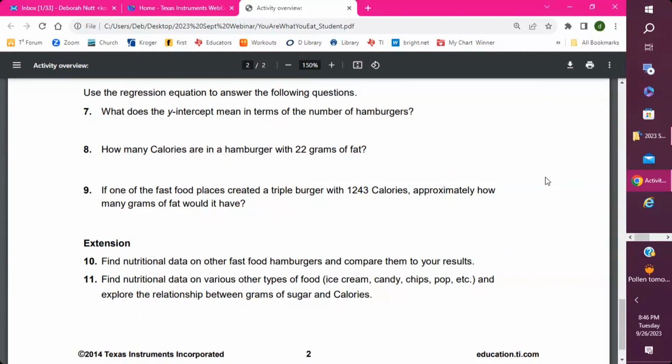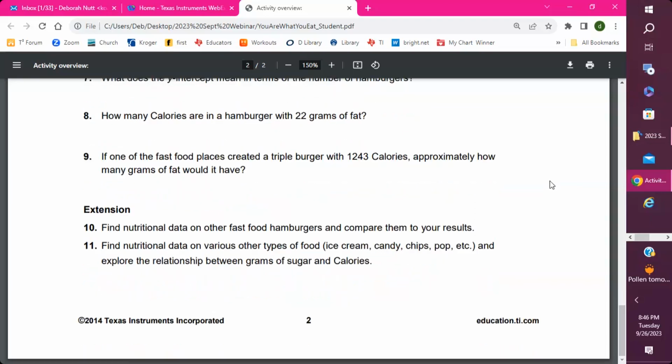And there's multiple ways of doing that. We could use the equation on the home screen and calculate it. You could trace until you came up with 22 grams of fat on the line and see what the calories were and things like that. So there's these good extension questions with the activity, and then even some extensions and other things that you can do.